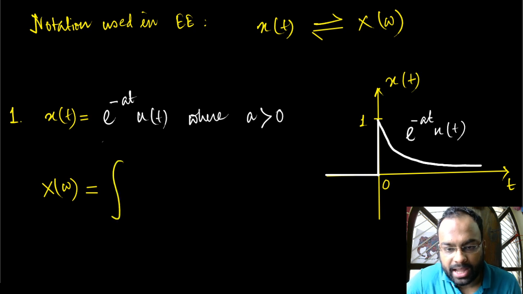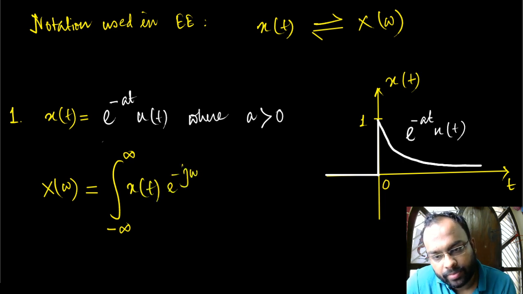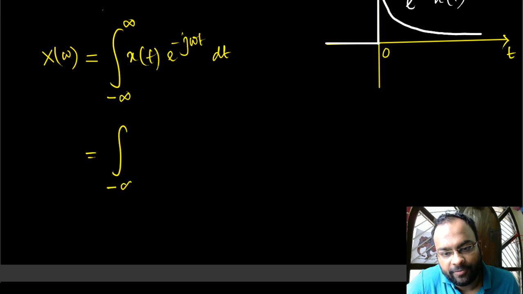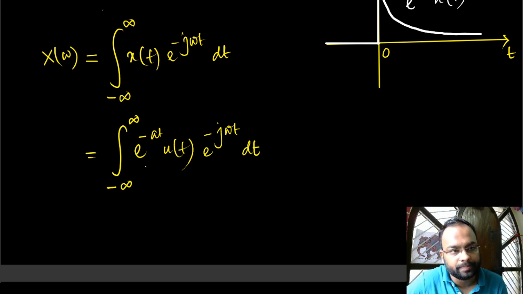So let's start with the first principle, from the definition. This is the definition of the Fourier transform, right? So let's put that. I have e to the power minus at u(t), and then I have e to the power minus j omega t dt. That's the expression for the Fourier transform here, right?